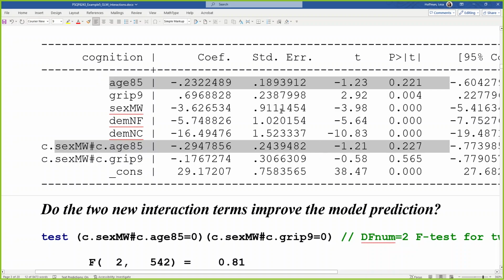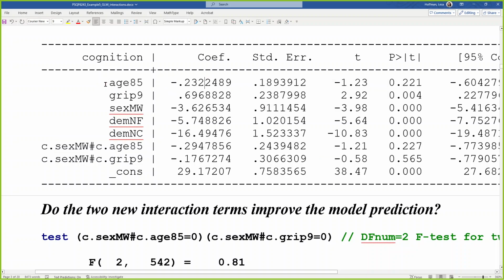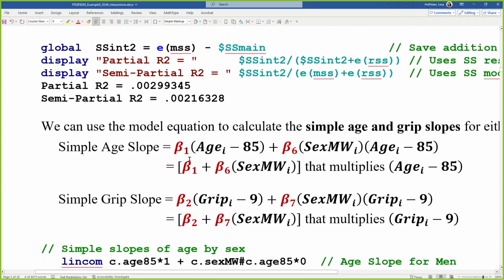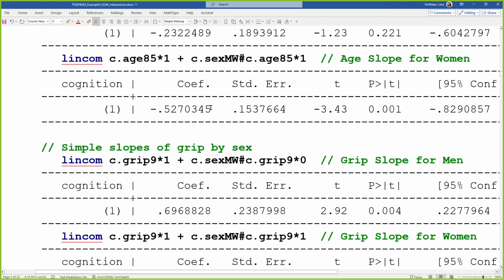Keep in mind that the power to detect these things changes. Because this is specific to men, the number of men in my sample are going to dictate the power for this simple effect. And the number of women in the sample would dictate the power for the age slope in women. So you can end up with things changing their relative significance because they're based on fewer cases. They're conditional to specific kinds of people.